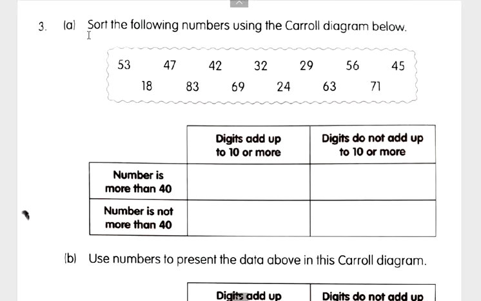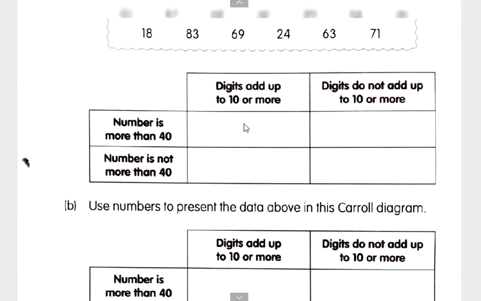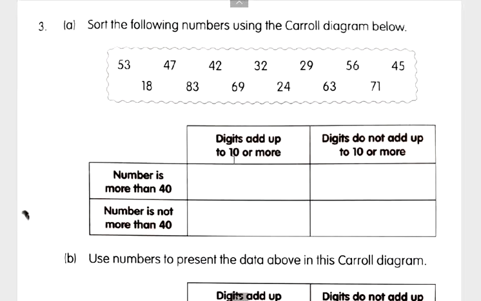Number 3, question A. Sort the following numbers using the Carroll diagram below. Alright, how many numbers are there? 3, 2, 7, 6. There are 13 numbers given, and let's sort them in the table.